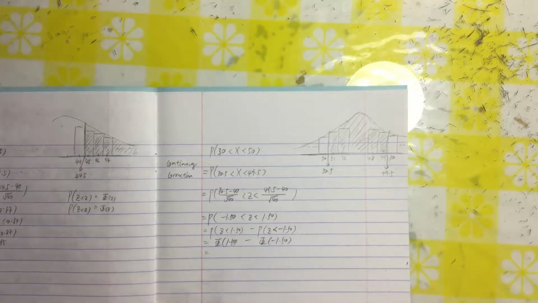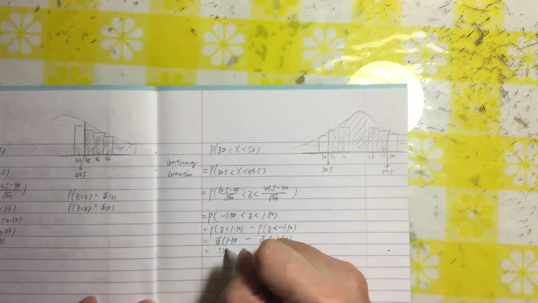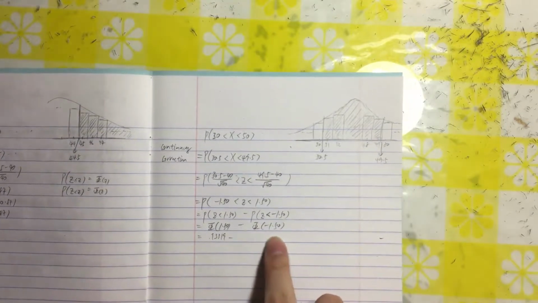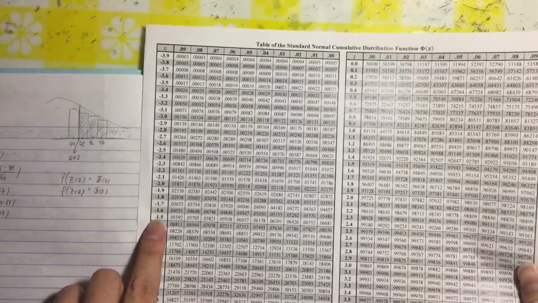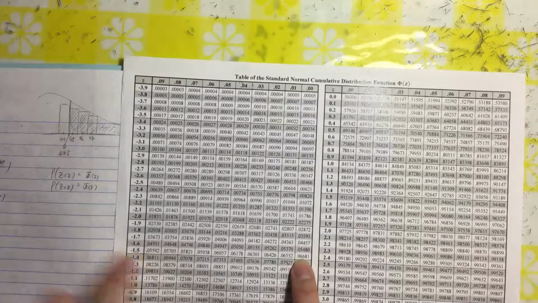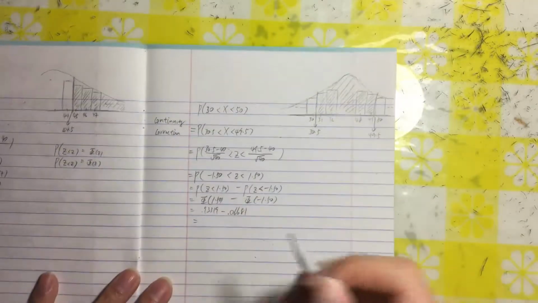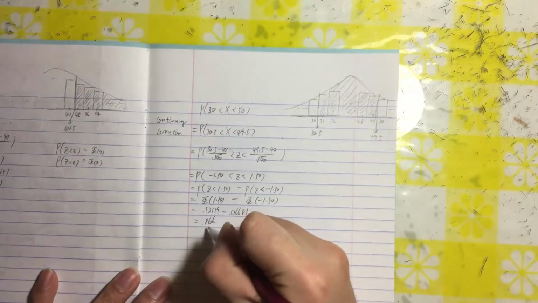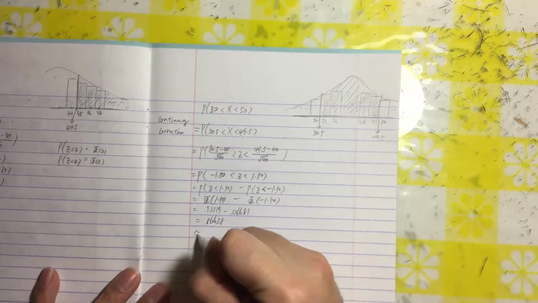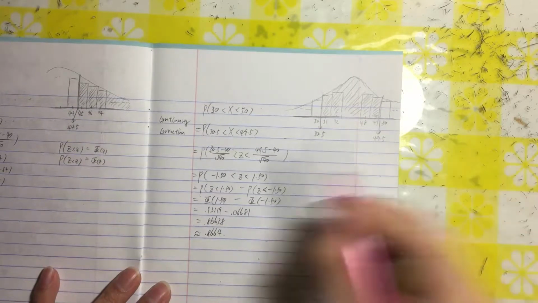Next, find the probabilities in the table. Phi of 1.50 is 0.93319. Minus Phi of negative 1.50. Negative 1.5 with 0.00 is here. I get 0.06681. Then subtract. If I subtract, I get 0.86638. In general, we round the answer to 4 decimal places. I get 0.8664. That's the probability that the number of visiting customers is between 30 and 50, exclusive.